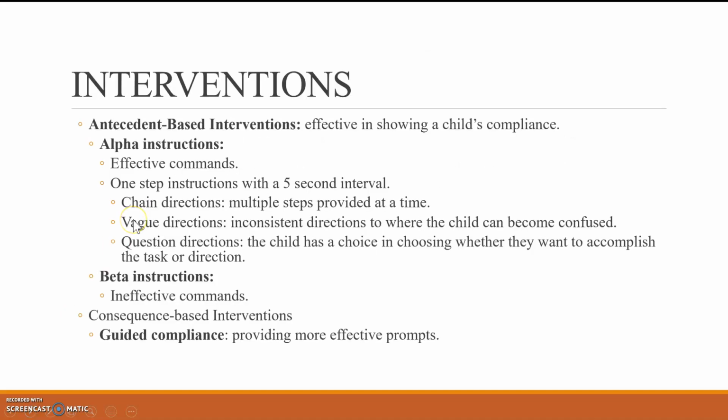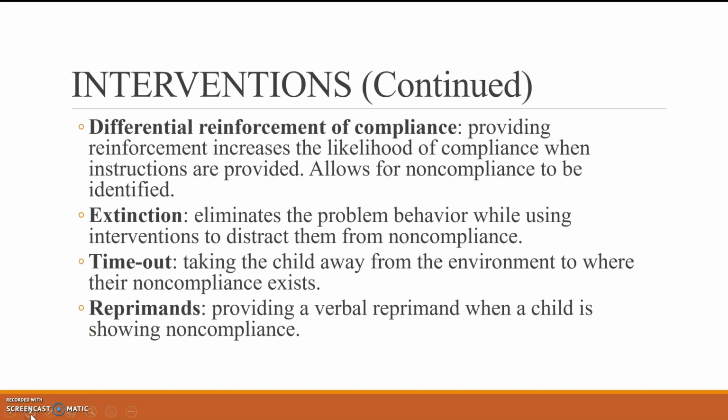The interventions: there are antecedent-based interventions. They're effective in showing a child's compliance. There's alpha instruction, which are effective commands, one-step instructions within a 5-second interval. There are chain, vague, and question directions, along with beta instructions, which are ineffective commands, and consequence-based interventions with guided compliance providing more effective prompts.